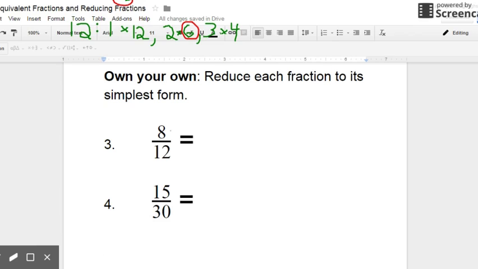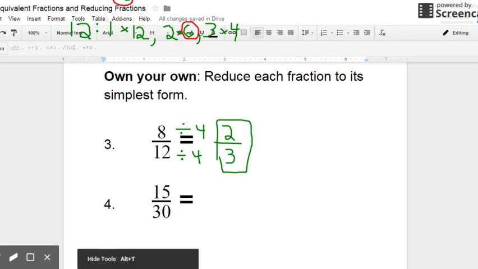So if I look at 8 and 12, if you think about the greatest common factor both of these have in common, I believe the greatest common factor they both have is 4. So if I divide by 4, I should get 8 divided by 4 is 2, and 12 divided by 4 is 3. This is your simplified or reduced fraction.